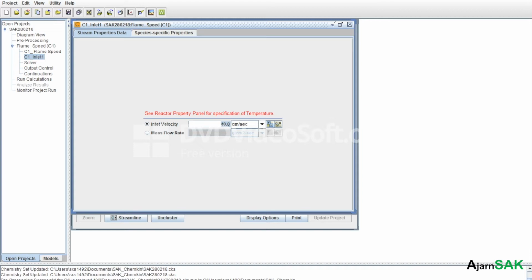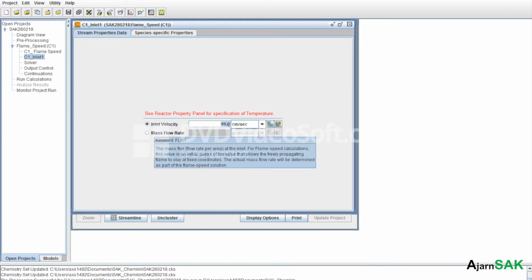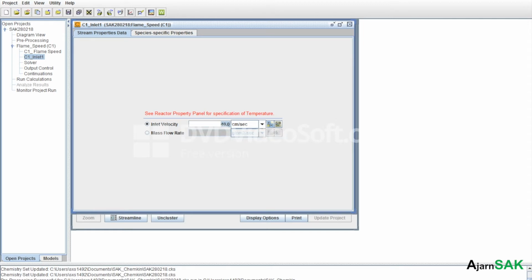It depends. If you can't get proper results or it fails to converge, you can change this number. So it's trial and error until you get it. But what I usually do is, instead of inlet velocity, I define mass flow rate, because that's more realistic. I know how much mass flow rate I have. For example, we can say I have 1 gram per centimeter squared second.